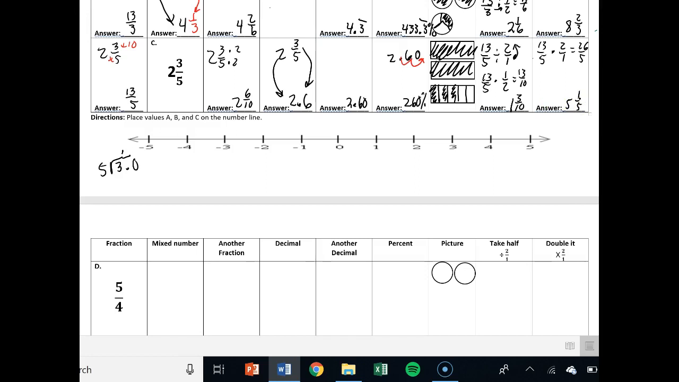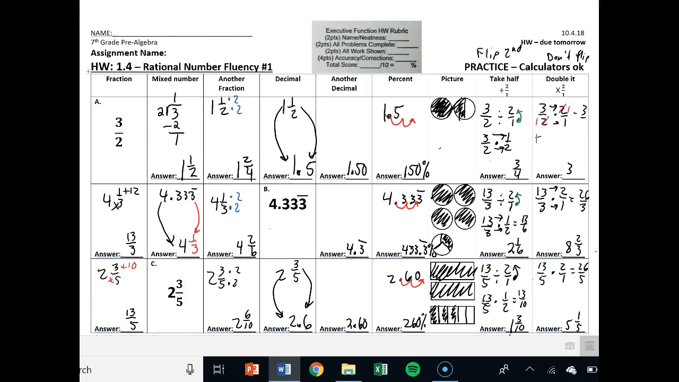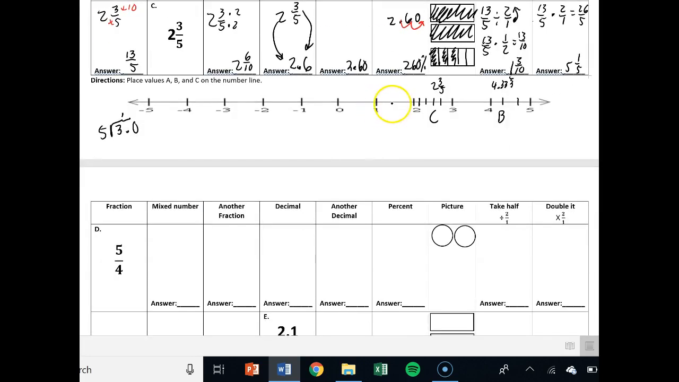Now, don't forget, we got to plot A, B, and C on the number line. So C, which was 2 3/5, here's 2, 1/5, 2/5, 3/5, 4/5, 5/5, would be right there. So 2 3/5 is going to be right there. And we could say C. 4.33333 is going to be into thirds, so 1/3, 2/3, 3/3, so 4.33333 repeated is B. And then A, I'm sorry, I'll go back up and check it out, was 1 1/2, or 3/2. So 1 1/2 right there, 3/2, and that's where A is, right? So A, C, B is the order, right?